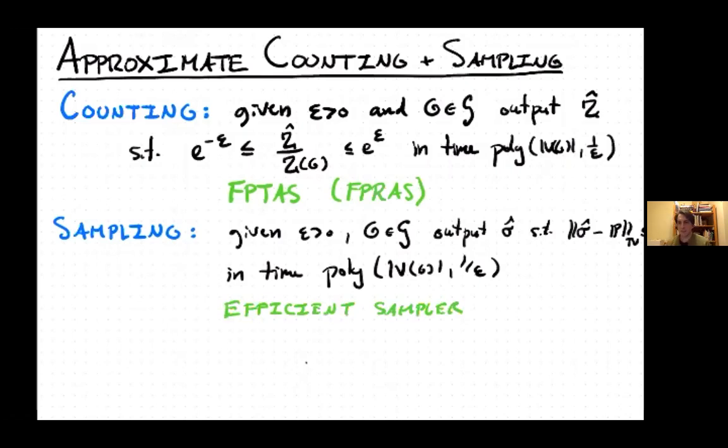Okay, so if you've never seen these problems before, this might not be so obvious, but these problems are basically equivalent. In many situations, if you have an FPTAS, an efficient counting algorithm, you can use it to produce an efficient sampler. And conversely, if you have an efficient sampler, you can use it to produce an FPTAS or an FPRAS. So for most of this talk, I'm going to focus just on the case of counting because it's slightly simpler to describe, but you should have in the back of your mind that if you can do one, you can probably do the other.